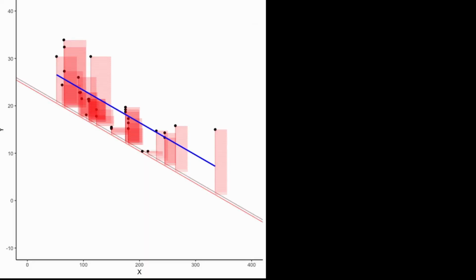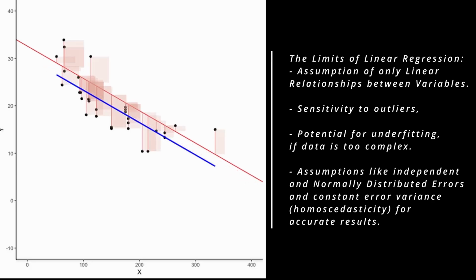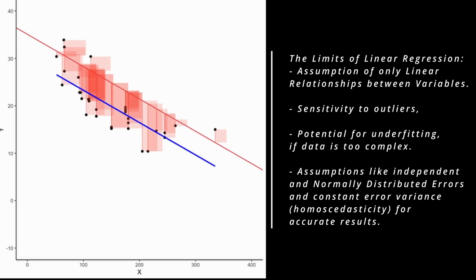But it has limits, right? It assumes things are, well, linear. Precisely. It assumes a straight line relationship, and the real world is often much messier than that. It doesn't always fit a neat line.